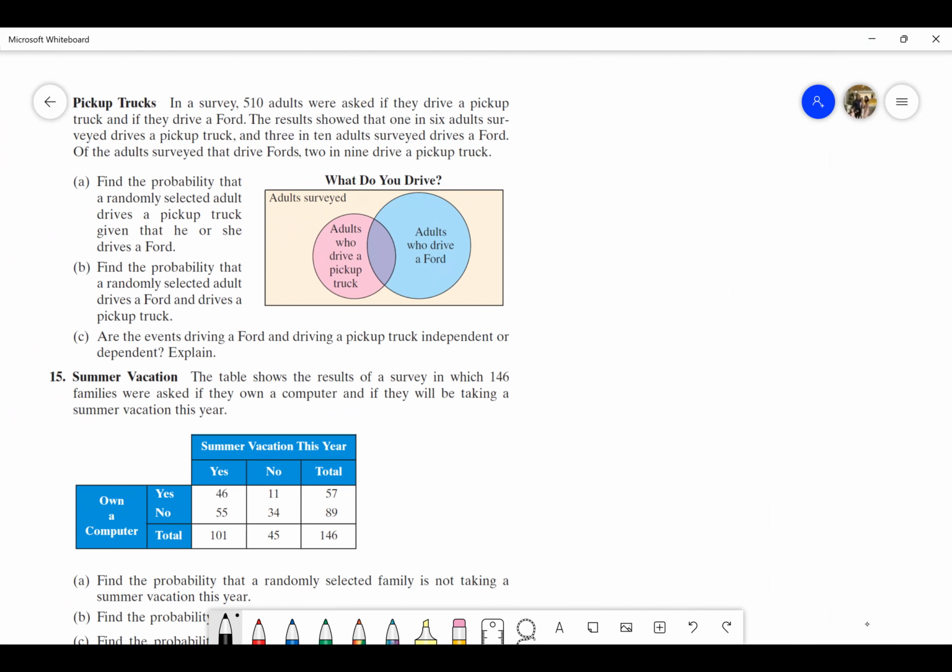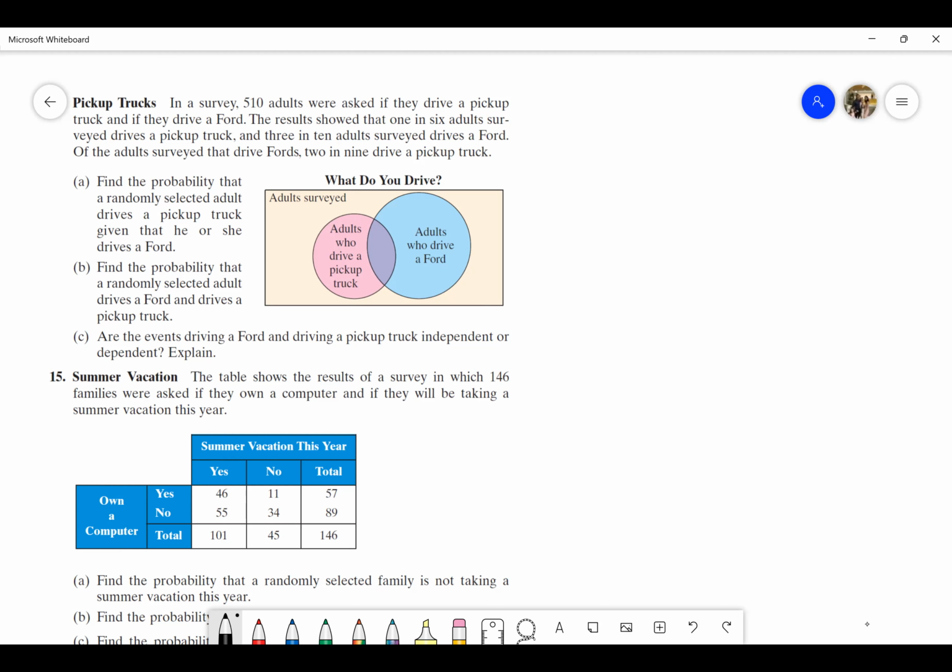All right, take a look at the pickup trucks problem there. In a survey, 510 adults were asked if they drive a pickup truck and if they drive a Ford. They were asked two questions. Do you drive a Ford? Yeah, I drive a Mercury, which is a Ford. The results show that 1 in 6 adults surveyed drive a pickup truck.